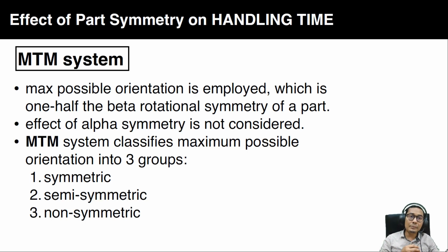The MTM system is where the maximum possible orientation is employed, which is one half the beta rotational symmetry of a part. So the effect of alpha symmetry is not considered in the MTM system. The MTM system classifies the maximum possible orientations into three groups, which are symmetric, semi-symmetric, and also non-symmetric.